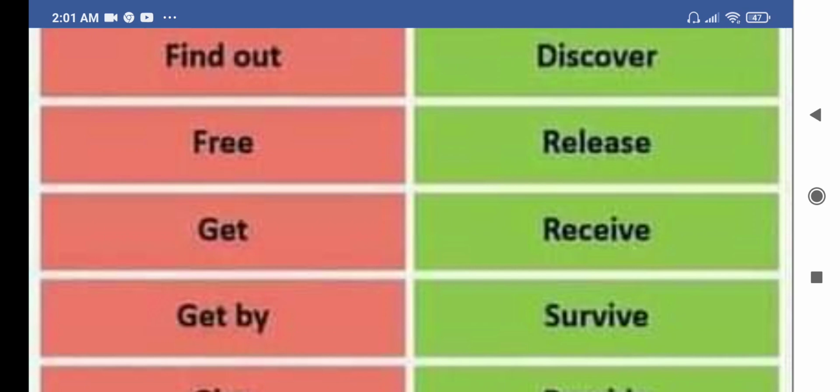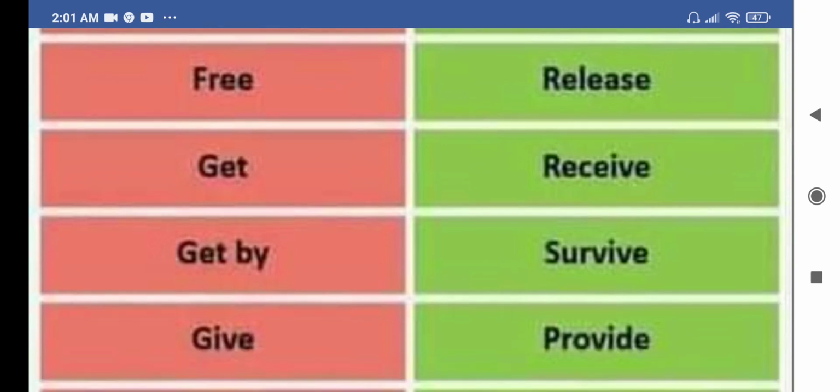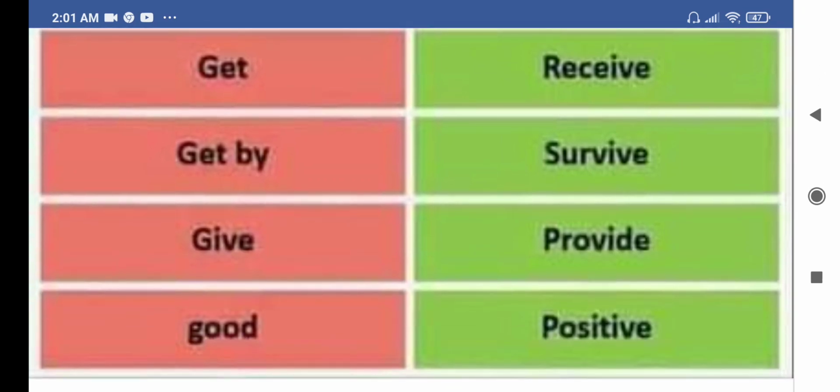This is the formal way. Next word, get and receive. I have got 3000 taka today. This is informal, obviously. And if I say the same thing in a formal way, how can I say it? I have received 3000 taka. So in an email, you should use the word get, but in your academic writing you should use receive.